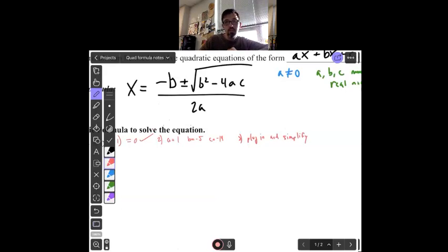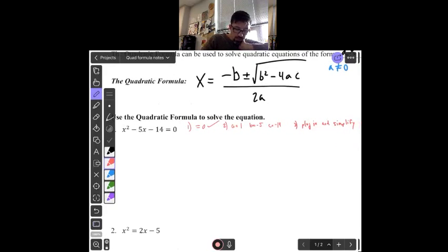Because it already says x equals, we actually don't have to solve for x in that typical way, like we did last time, where we had to get x by itself. X is already by itself. Our job is just to look at the formula and simplify all that math down until we get our answers. So it's just simplifying, not really solving per se.